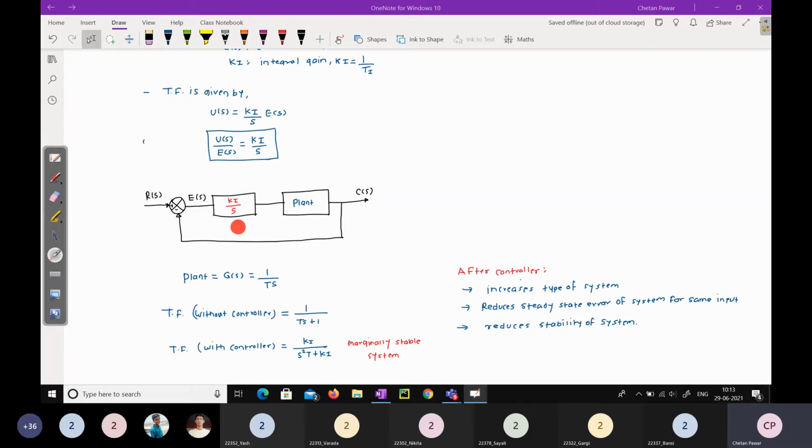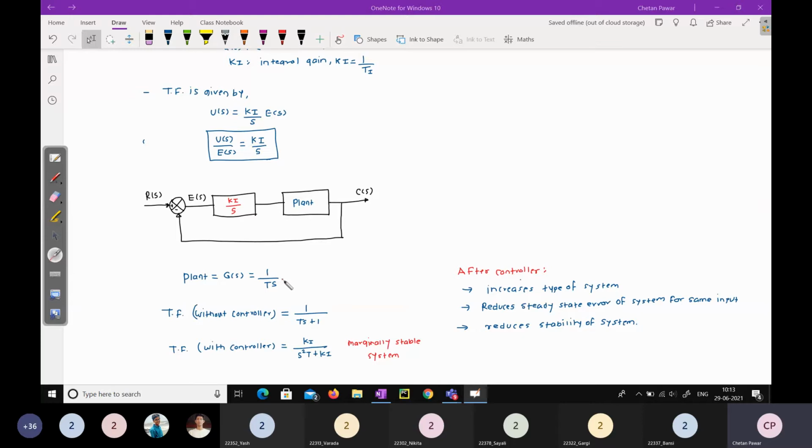So when you add an integral controller in your system, what will happen? The system type will increase. If initially the system is a type 1 system, after inclusion of the controller, the system will become a type 2 system. As you know, for a type 1 system, if I apply a unit step signal, the steady state error is 0, right? If I apply a ramp signal, the steady state error will be finite.